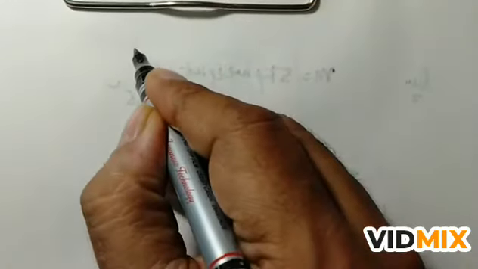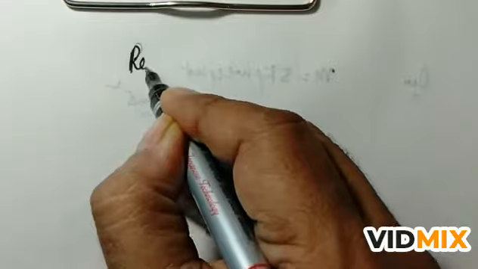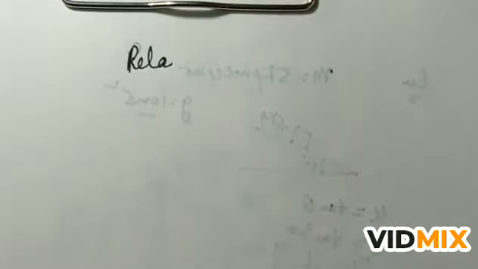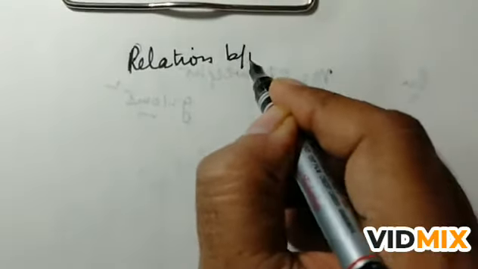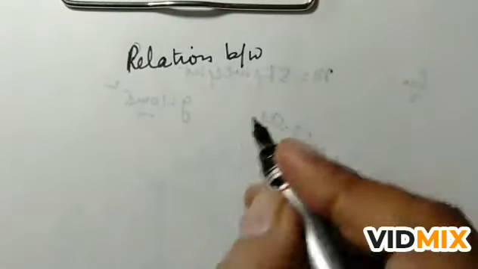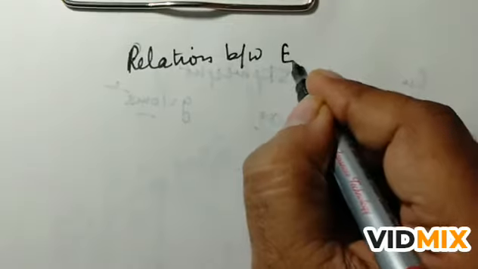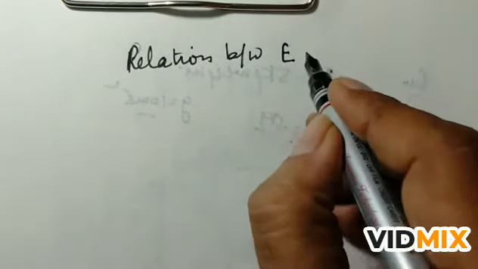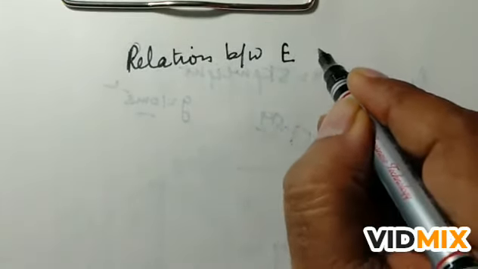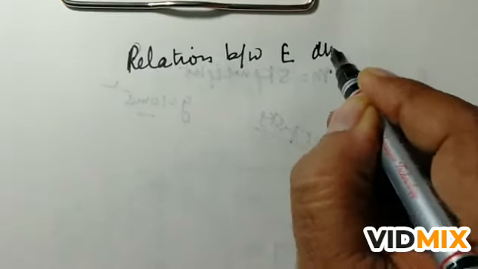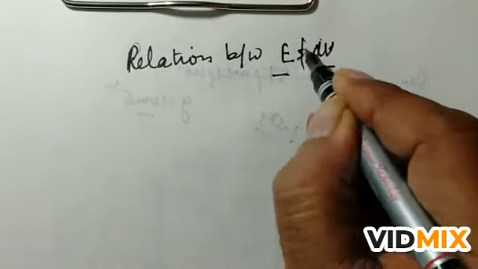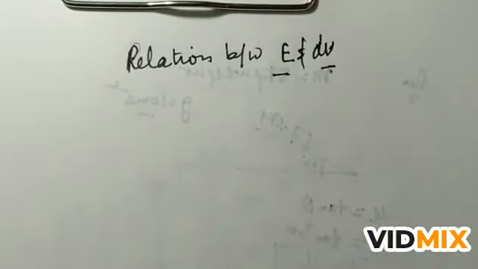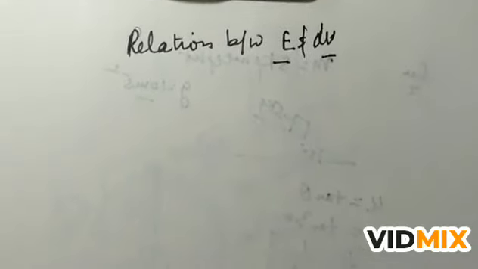Here we are going to discuss the relation between the electric field and potential difference, dV. Electric field and dV. So we are going to discuss the relation between the electric field and potential difference.